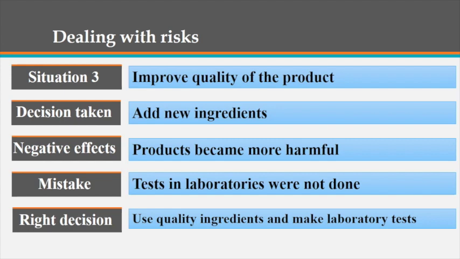Situation 3. Improve quality of the product. Decision taken. Add new ingredients. Negative effects. Products became more harmful. Mistake. Tests in laboratories were not done. Right decision. Use quality ingredients and make laboratory tests.